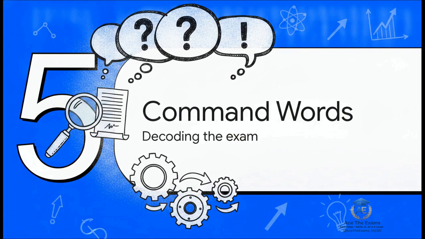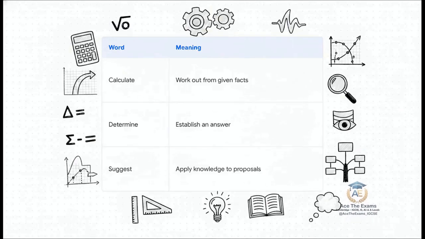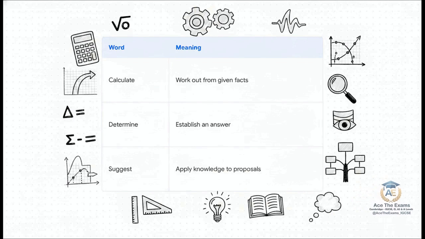Which brings us to our final part, Section 5. Decoding command words. Time to learn how to play the examiner's game. Listen closely because in Cambridge exams, words like calculate, determine, and suggest are not interchangeable. If an exam tells you to calculate, you've got to mathematically work out that exact answer from the given facts or figures. But if it says determine, you need to establish the answer using the available info, which might actually mean reading a graph instead of doing pure math. And if it says suggest, that means the examiner actually wants you to apply your knowledge to a totally new situation where there could be a few valid proposals. You absolutely have to play the game by their rules to win those marks.